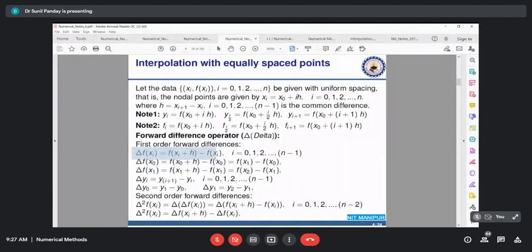The definition of first forward difference is delta of f of xi equals f of xi plus h minus f of xi. In particular, if you substitute the value 0, you will get f of x naught plus h minus f of x naught, which is f of x1 minus f of x naught. And in particular for x1, we will get f of x2 minus f of x1.